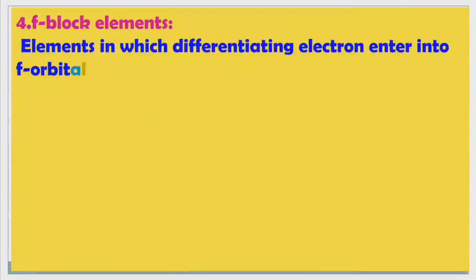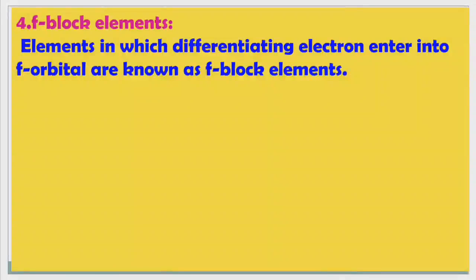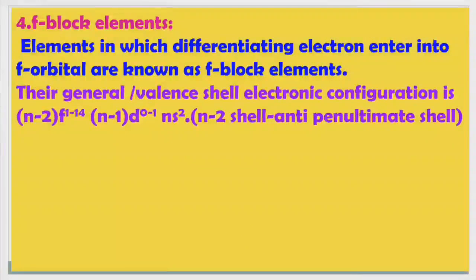Now we will discuss f block elements. Elements in which the differentiating electron enters into the f orbital are known as f block elements. Their general or valency shell electronic configuration is (n-2)f1 to 14 (n-1)d0 to 1 ns2.